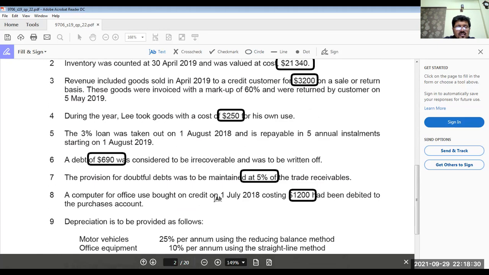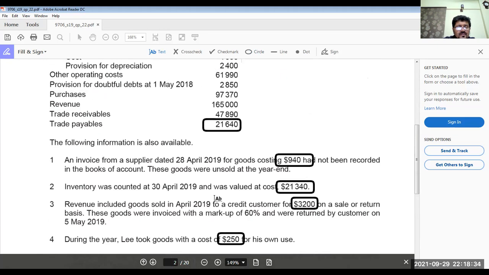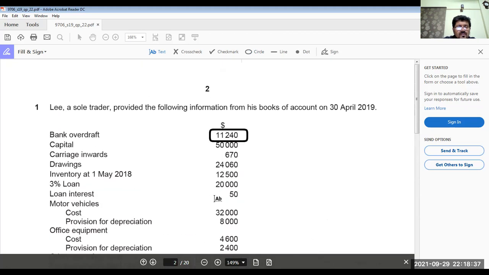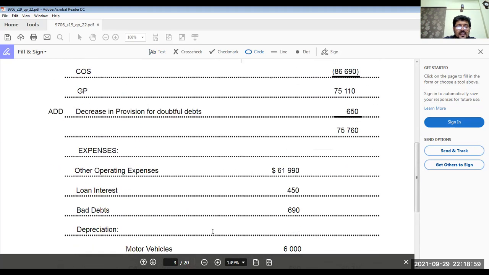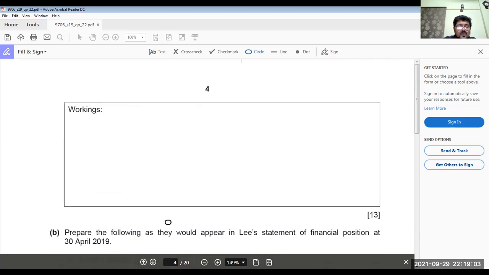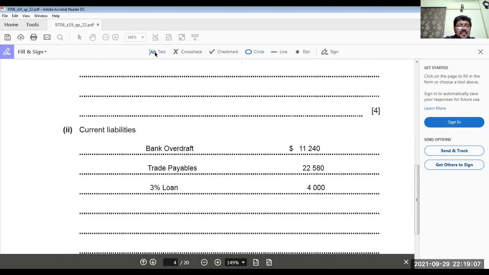Yes, this one. I forgot. We have paid loan interest only $50. But actually, loan interest is how much? Loan interest is 450. So 400 is accrued interest. You have to write. Yeah. Accrued interest or other payables, whatever you want to write. That is, we only paid 50.